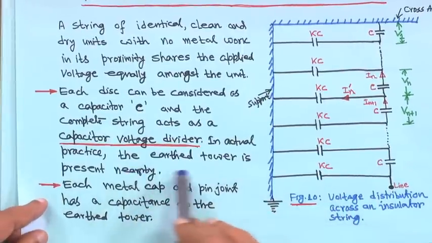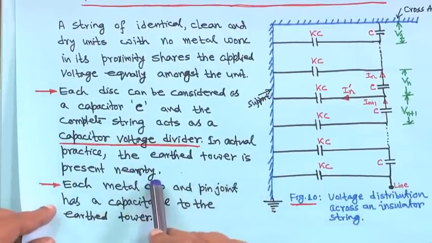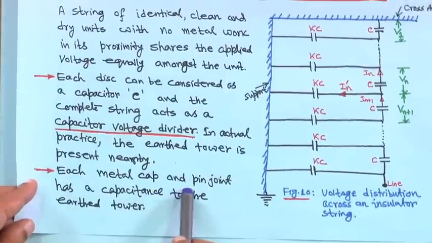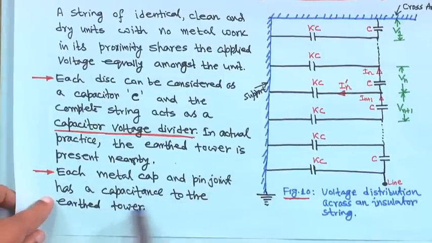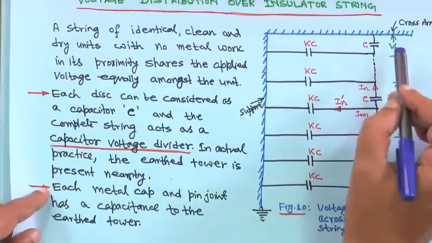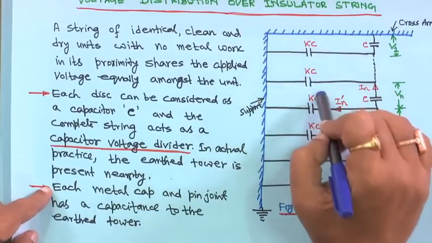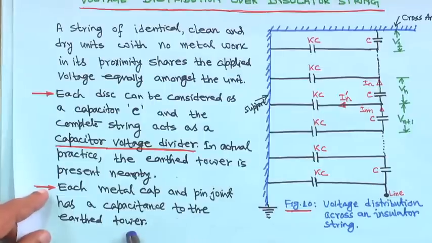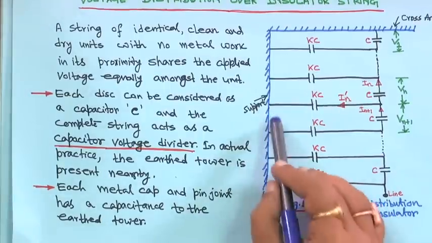In actual practice, the earth tower is present nearby. So, each metal cap and pin joint has a capacitance to the earth tower. Everywhere this KC has a capacitance to the earth tower. So, this is actually the support.